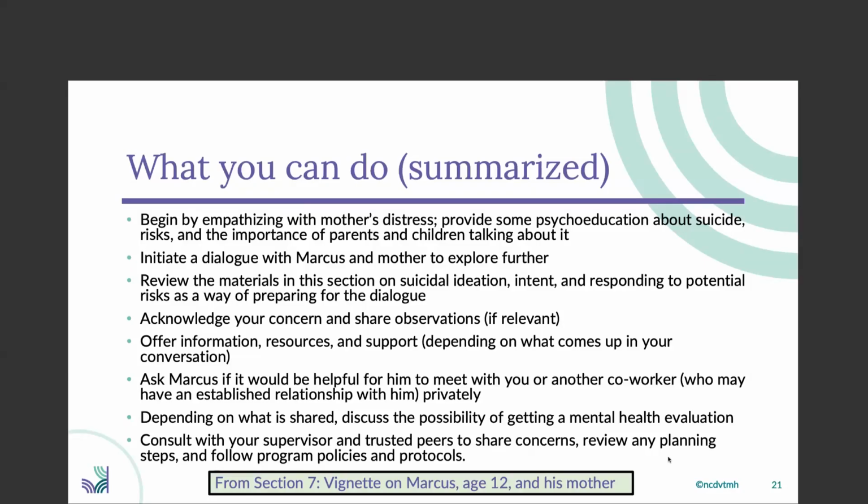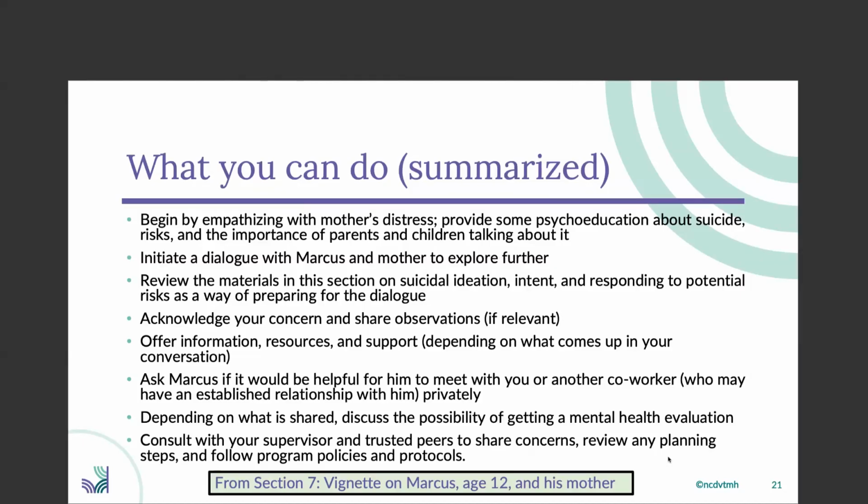Also, we talk about, earlier in this section, no suicide contracts. That is, making a contract with me that you're not going to hurt or harm yourself by making a suicide plan. The field has found that those are not helpful. That's not a best practice. Actually, it can lead to more risk, because if we assume the contract is really going to help, then we might have our guard down.